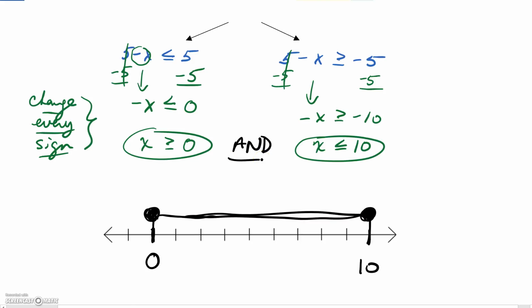I think every example I've done in this particular tutorial is an and inequality, and it just turned out that way.